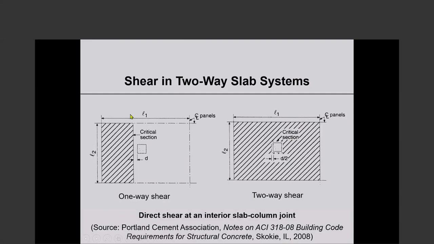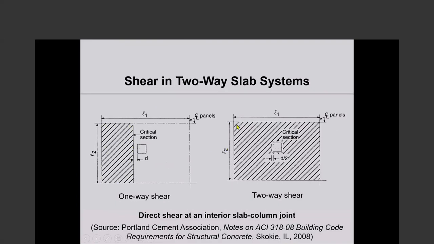So the critical section for one-way shear is here, 1d away from the support face, and the load that causes one-way shear is the entire load that sits on the slab on the hatched portion outside of the critical section, from the critical section to the panel center line.